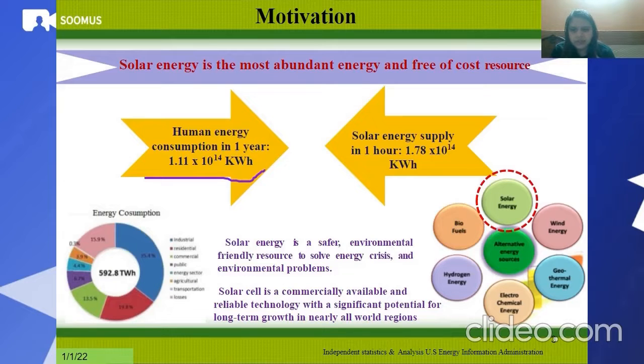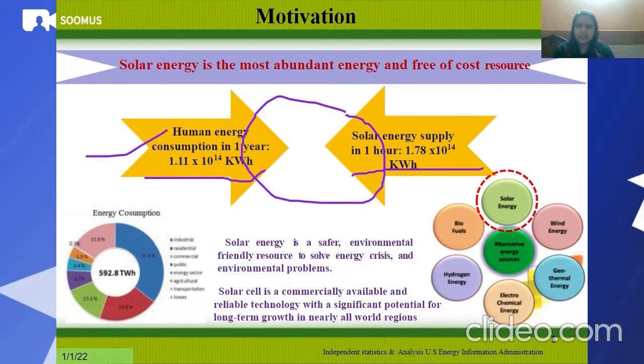This is our need. Energy consumption is up to 1.11 x 10^14 in 1 year, and the energy supply from solar energy in 1 hour is up to 1.78 x 10^14. According to this ratio, we can easily say that solar energy is the most efficient and free-of-cost energy, because we need this ratio, and solar energy supplies it.